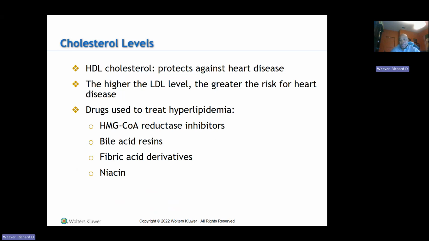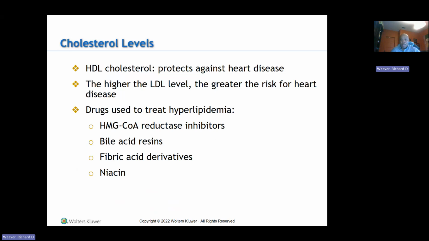Now, in general, the higher the LDL level, the more risk factors involved, so the greater the risk for heart disease. Now, other risk factors besides elevated cholesterol levels that play a role in the development of hyperlipidemia will also be discussed. All right. Now, we have what are referred to as uncontrolled risk factors, things that just cannot be changed.